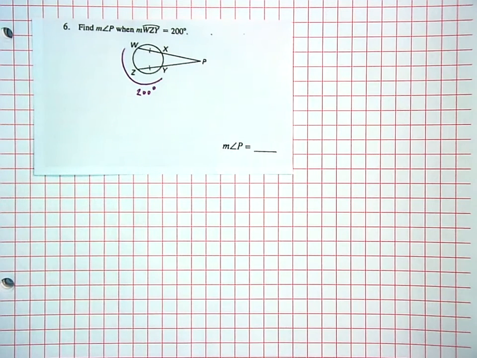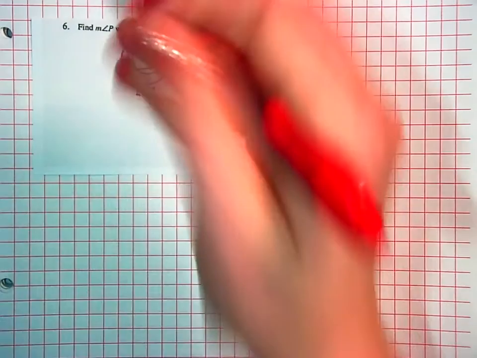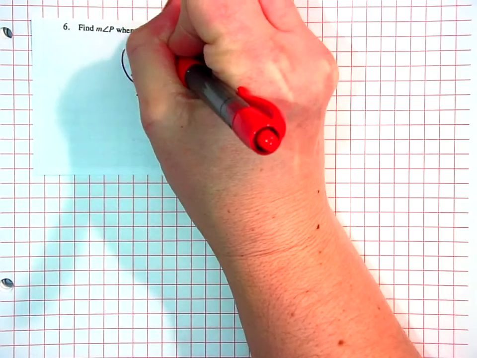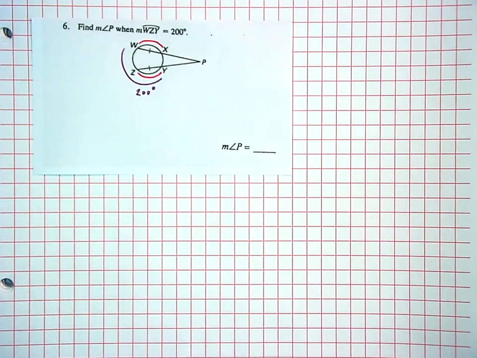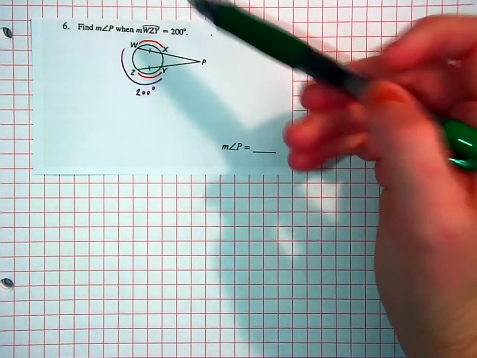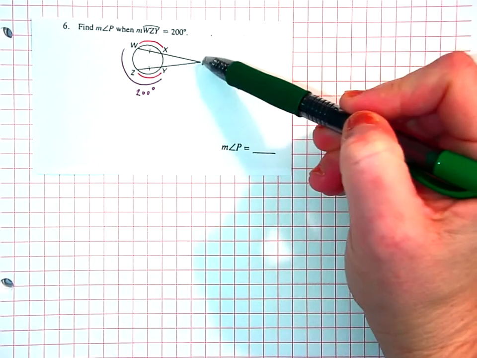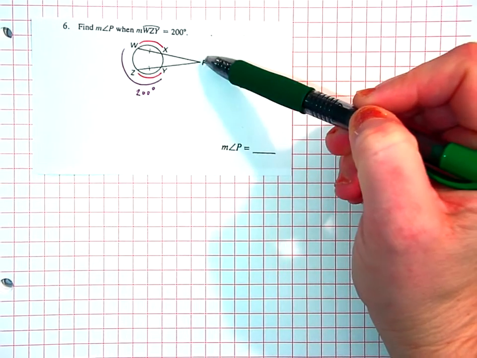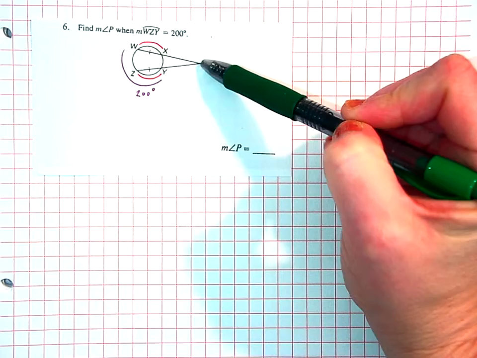So when I look around my picture, I'm actually getting a little bit stuck. What I do know right now is that these two chords are congruent, which tells me that these two arcs have to be congruent as well. But that's actually not helping me, because I need to know what the measure from W to Z is in order to get to P. In fact, I need to know what these two arc measures are in order to get to P.